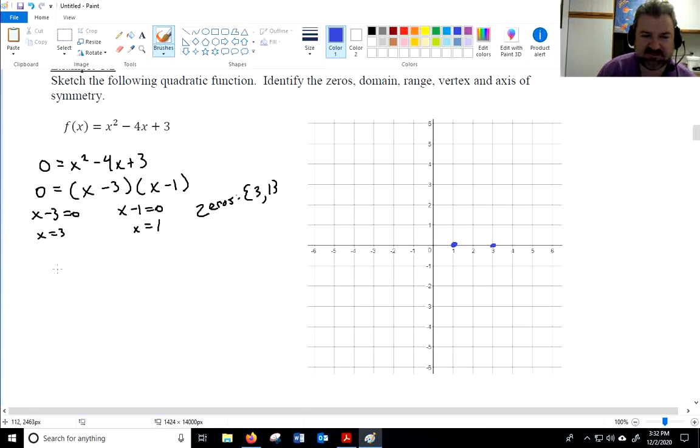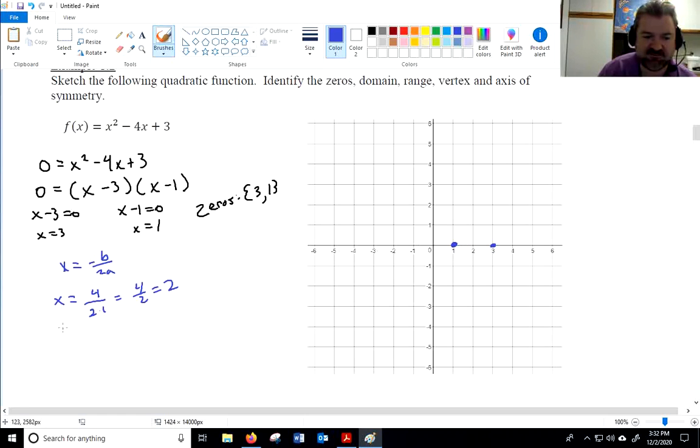The vertex can be found using, to find the x-coordinate of the vertex, we can use negative b over 2a. So x equals negative b over 2a. So that is the negative of negative 4. So the opposite of negative 4 is 4, over 2 times 1. That's 4 over 2, which is 2. So we know the x-coordinate of the vertex is 2.